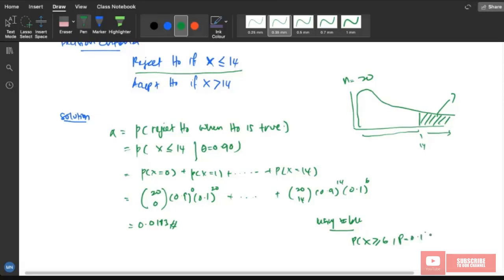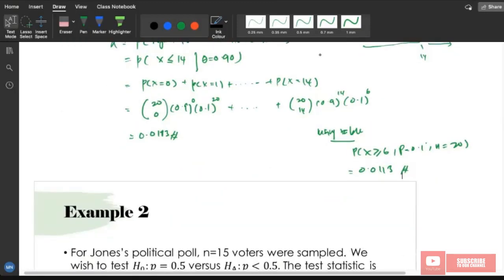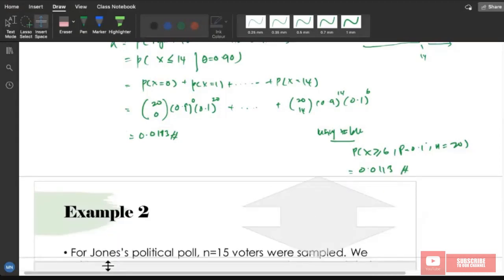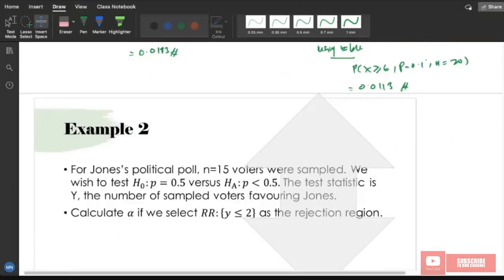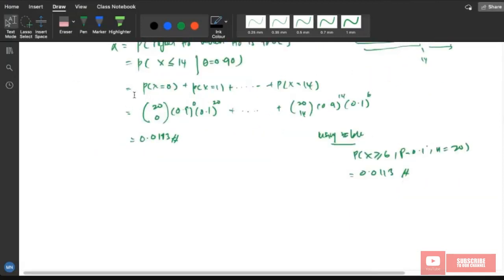Because we are reading the table to the right hand side, this should be 0.0113, the same value, right? So this is how we find the probability of type 1 error, or alpha. So now let's look at how to find beta.